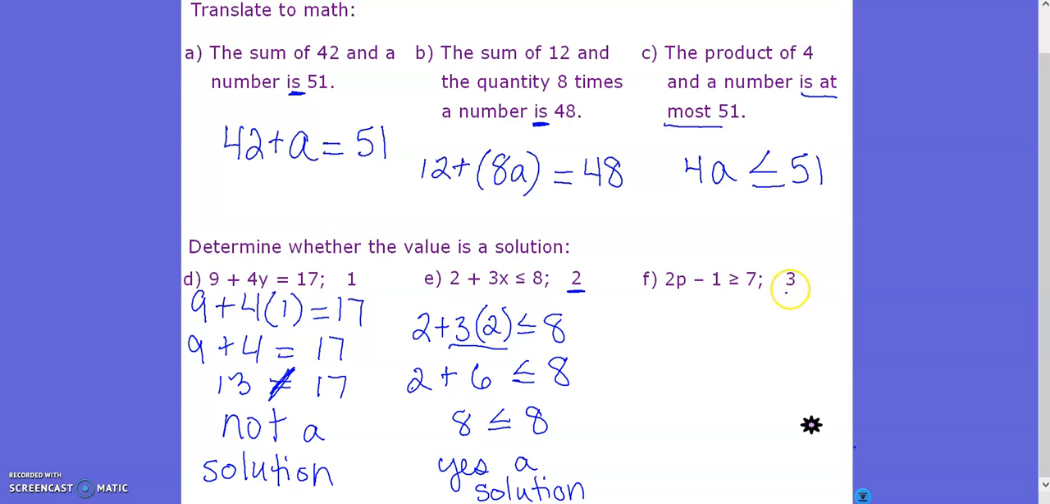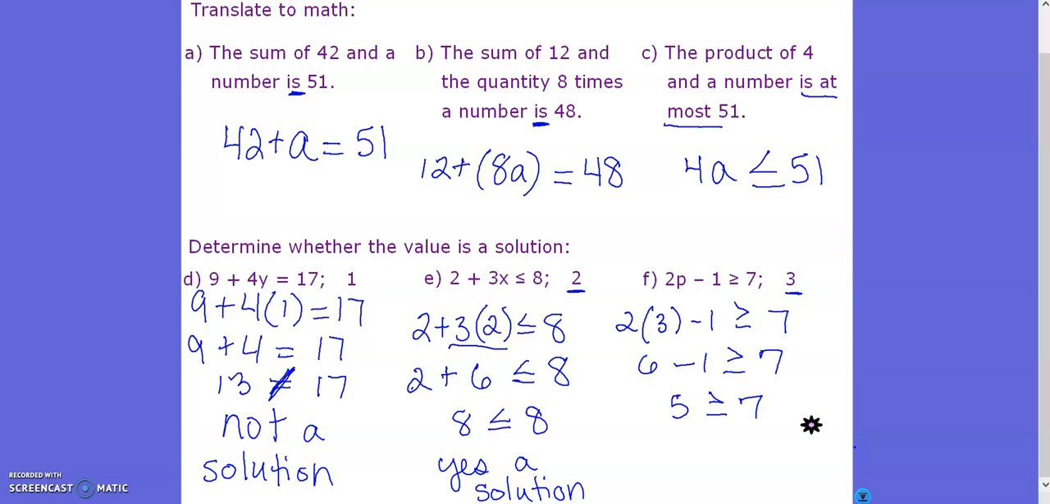Last one, we're going to plug in 3. So I have 2, plug in 3, minus 1 should be greater than or equal to 7. 2 times 3 is 6, minus 1 should be greater than or equal to 7. 6 minus 1 is 5. Is that greater than or equal to 7?